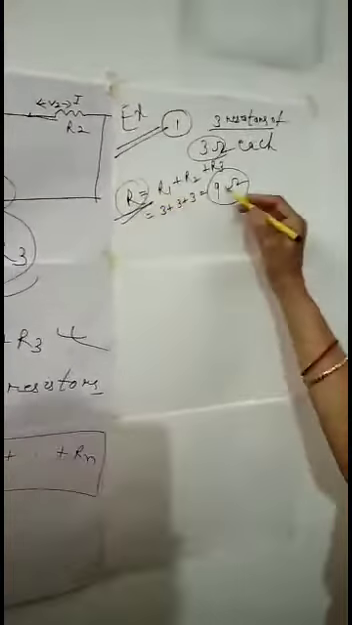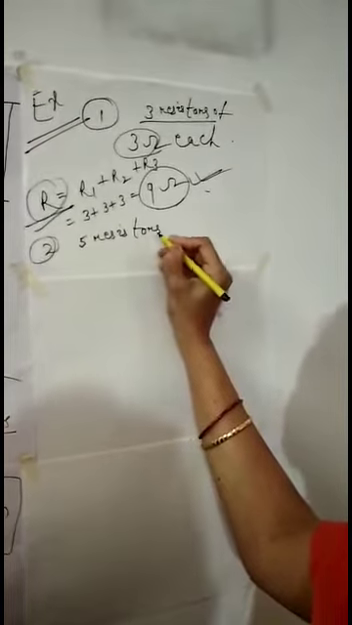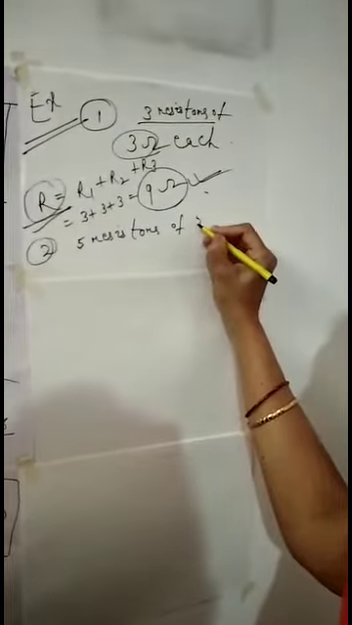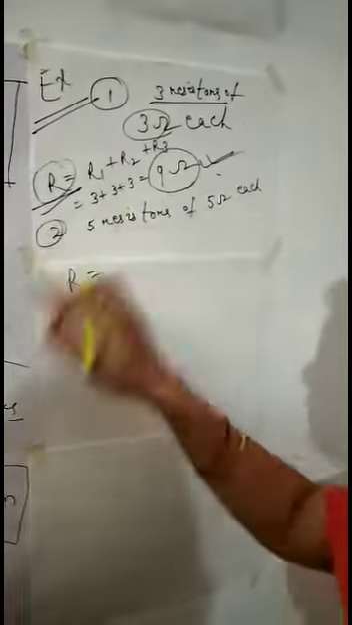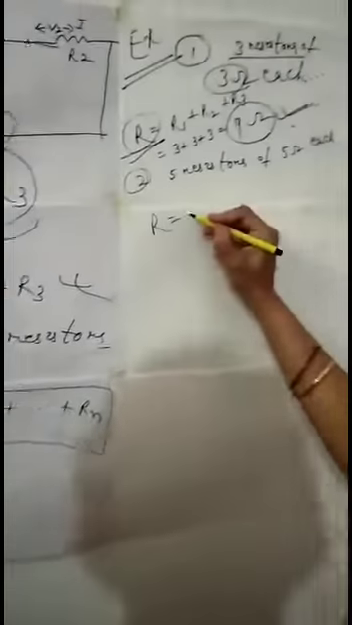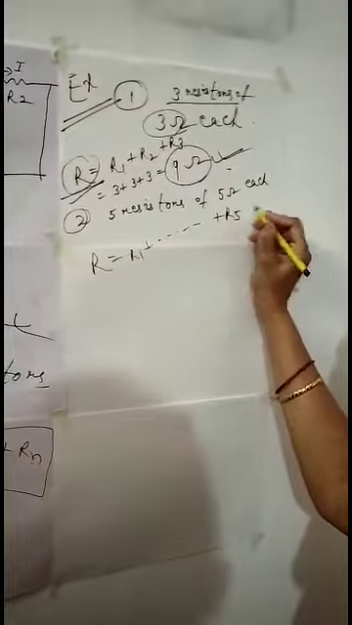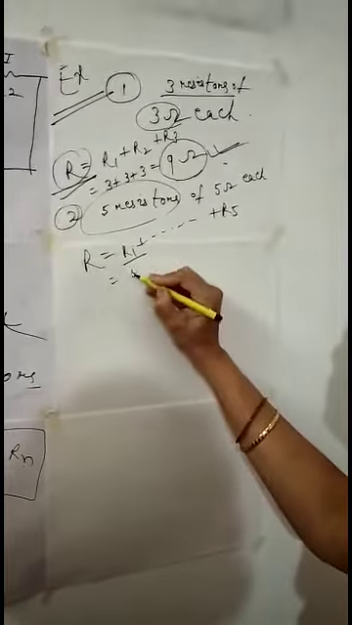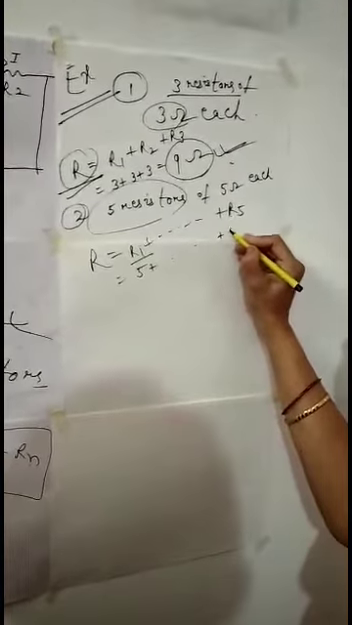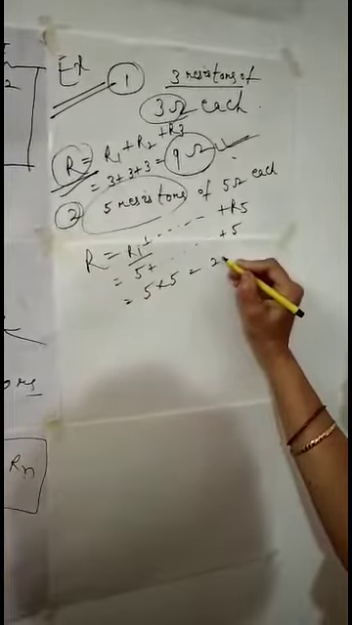That means the value of the resultant resistance is 9 ohm. Clear? Second example. If you take 5 resistors of 5 ohm each, then R is equal to the same formula, R1 plus R2 plus up to R5, because there are 5 resistors. Now put the value of each resistor, that is 5 plus up to 5 times. That means you can write 5 into 5, that is equal to 25 ohm.